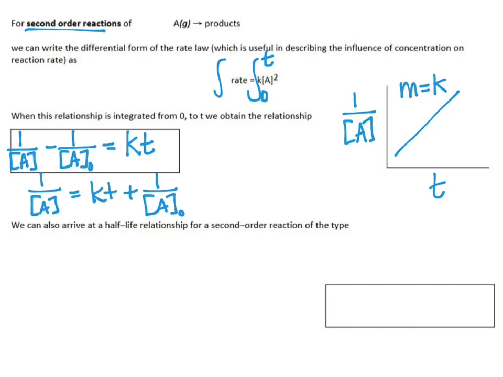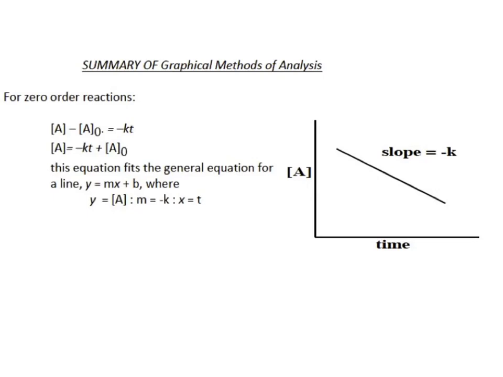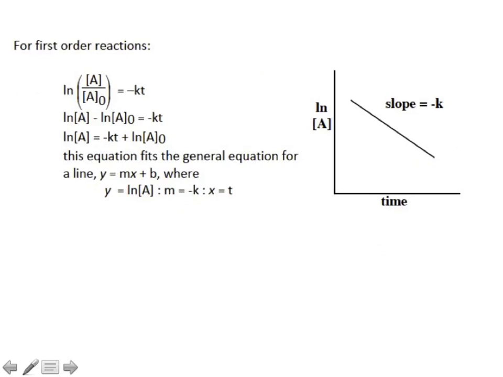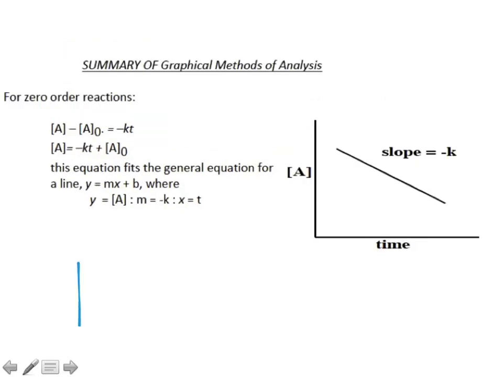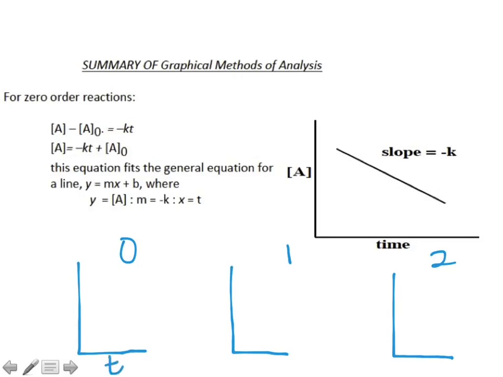All right, so if you look on your next page, you have the summary of all of those, what we just went through. Here's how to make it a little bit easier for you. I'm just going to draw all 3 of these on this one little section. We have 0 order, 1st order, 2nd order. What is the x-axis label? Time. So all of these have time.